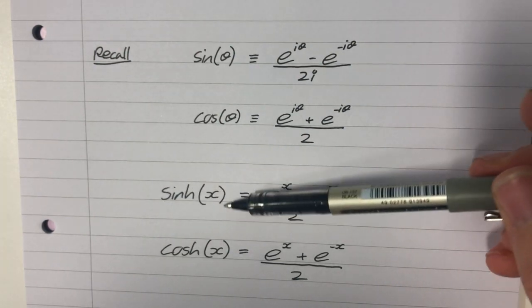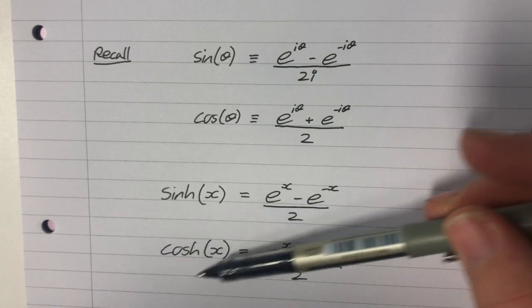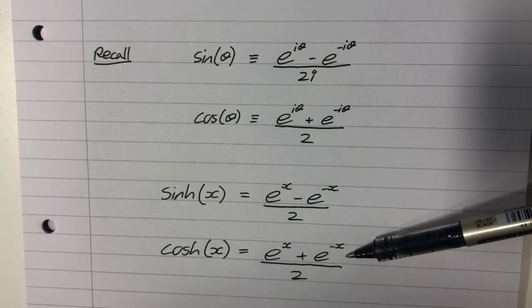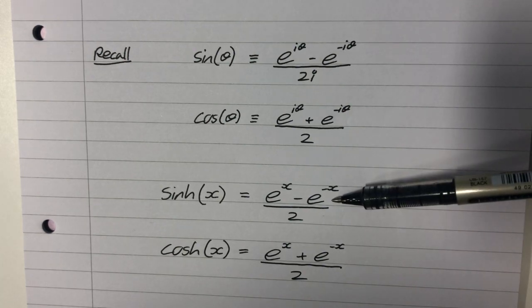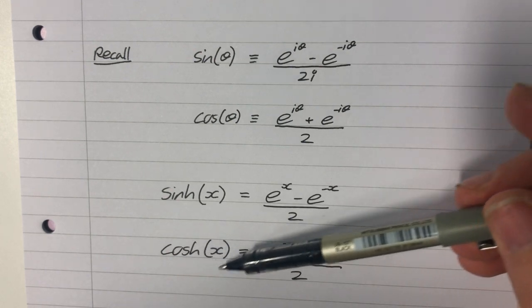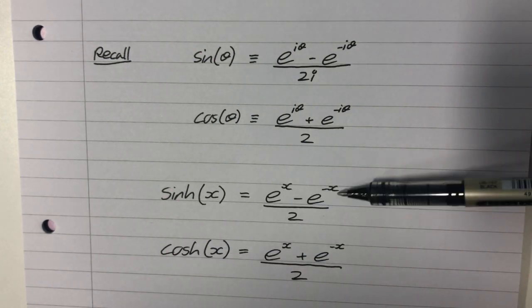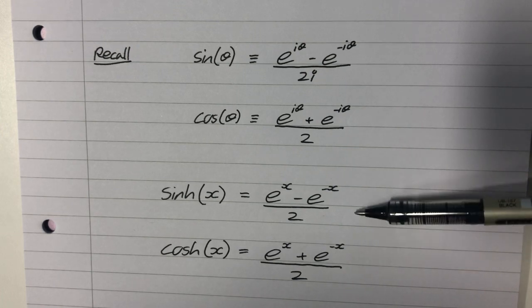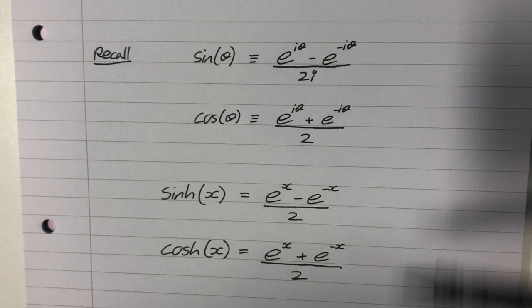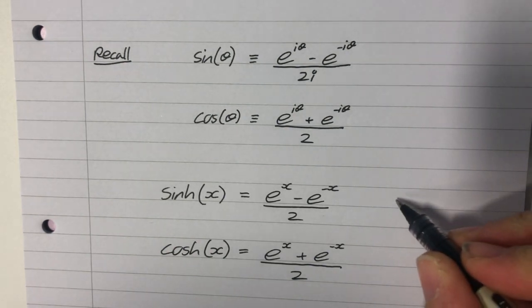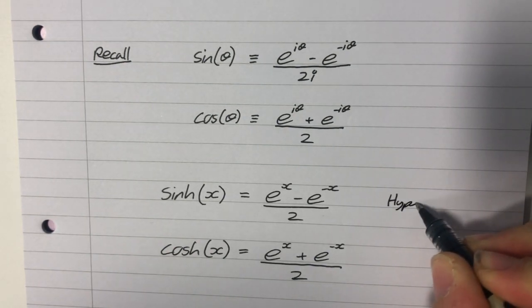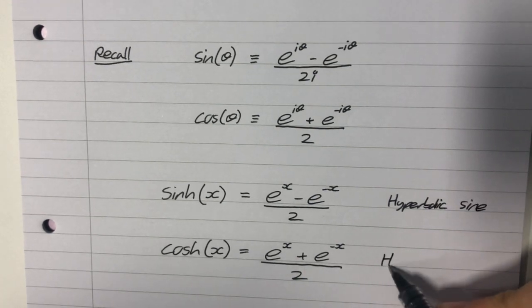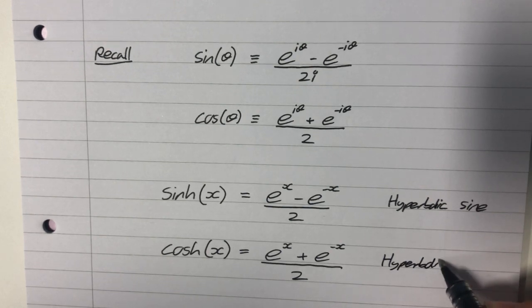So these are new functions, shine, and this one here, cosh, but they are defined in terms of functions that you've already met, e. Cosh of x is defined in a very similar way, except instead of subtracting the negative exponent, we add it. And these two are defined as hyperbolic sine and hyperbolic cosine.